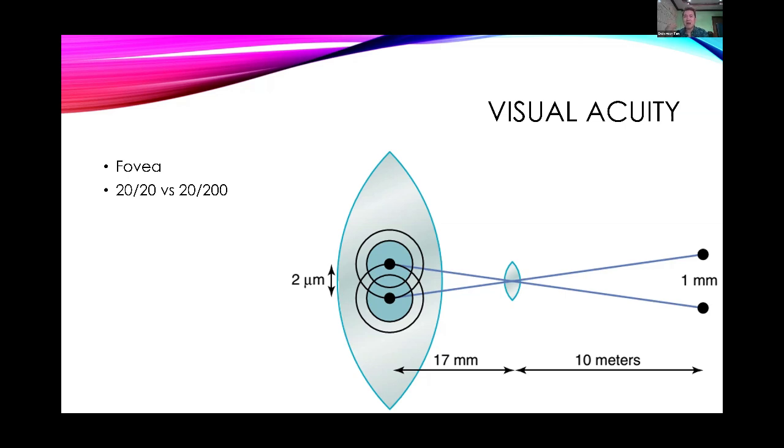Bakit hindi sa periphery? Bakit kailangan sa fovea? I'll let you know the reason why. Let's try to talk about 20/20 versus 20/200. This is a visual acuity, kung gaano kalinaw yung vision. Now, a 20/20 vision is said to be a normal visual acuity. 20/200 is a very poor visual acuity.